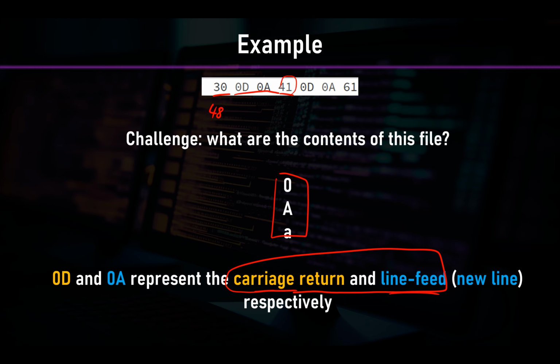And then of course, 41 is therefore going to be 65, and then 61 is going to be 97 in denary.